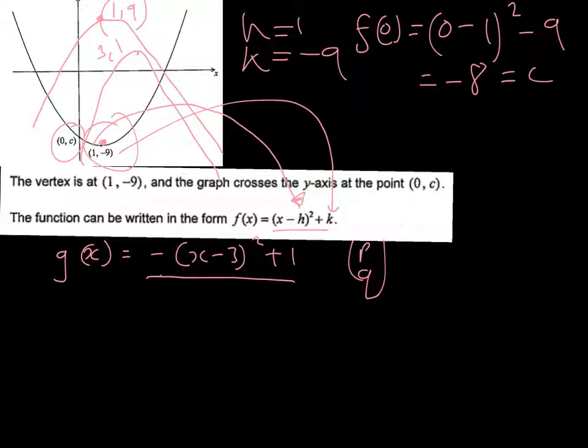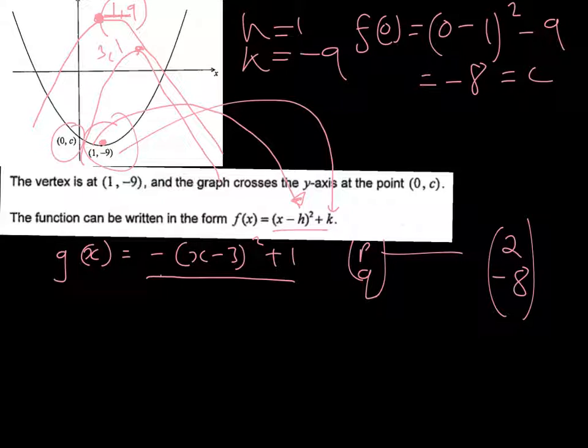And then there is a translation from here, the vertex here, to the vertex of g here. So we can see that there has been a horizontal translation of 2 units, which means that p is going to be 2. And from 9 down to 1, there is a vertical translation downwards of 8 units. So the translation will be (2, negative 8).